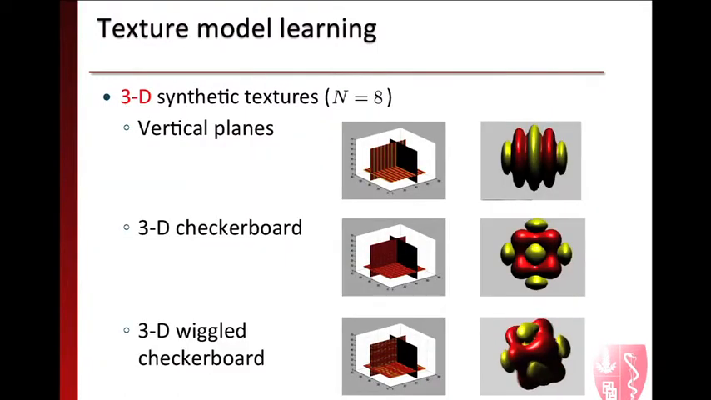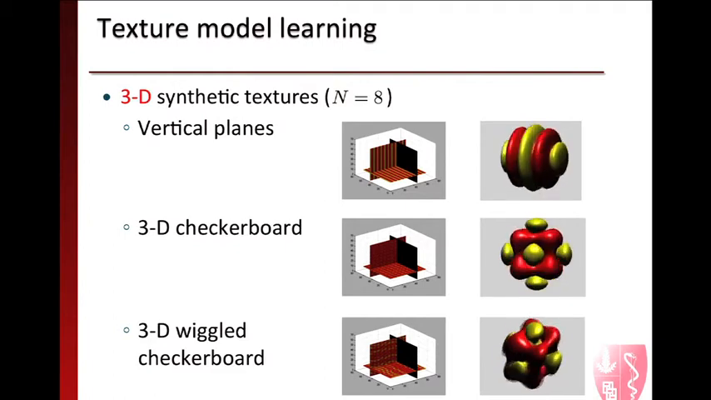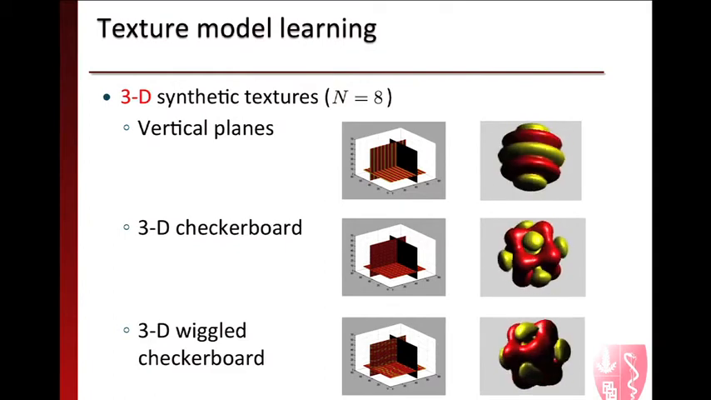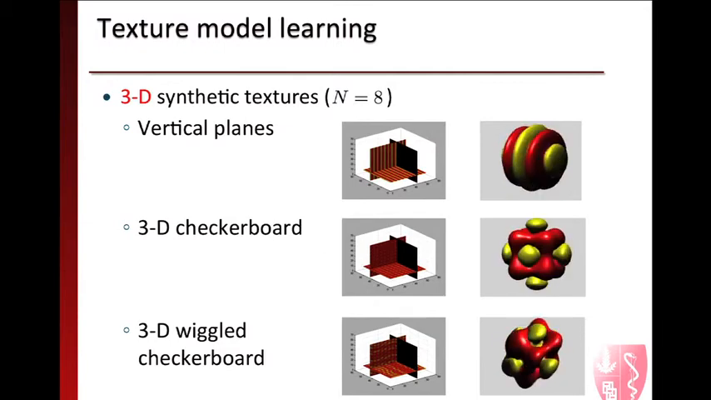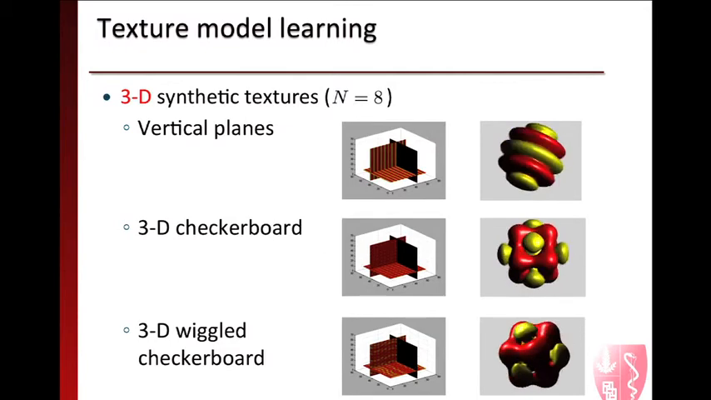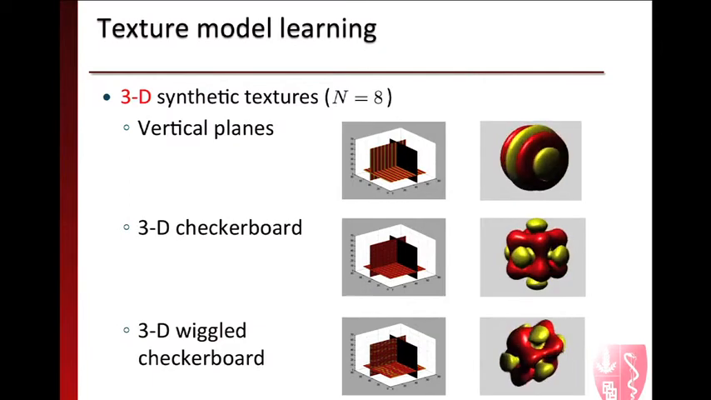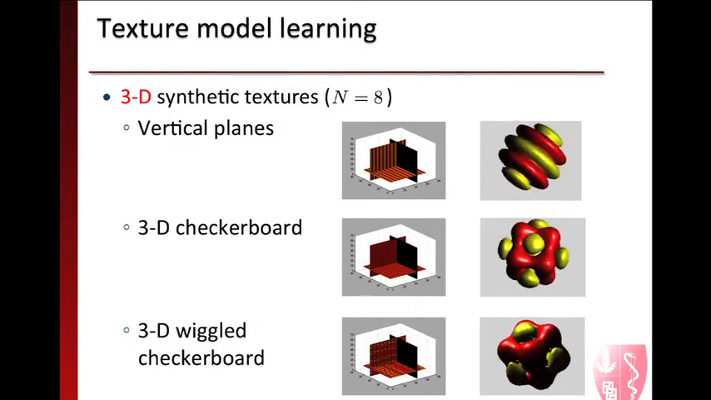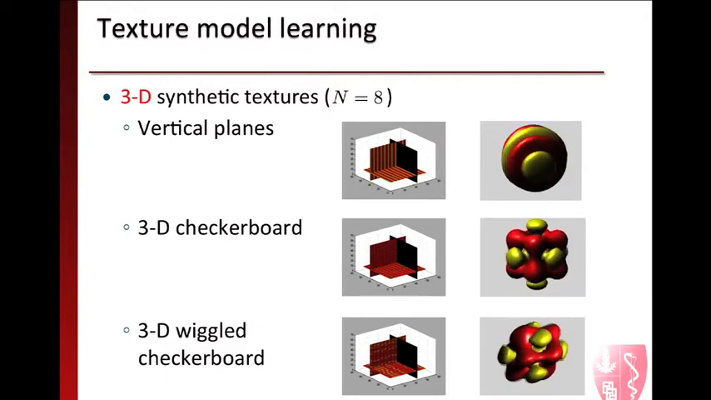We also extended it to 3D. So we can have here a vertical plane detector or a 3D checkerboard detector, or if we start to wiggle this checkerboard, the signature is also changing here. Okay, so now we have those models, and we will see how we can locally align them to allow for rotation covariance.